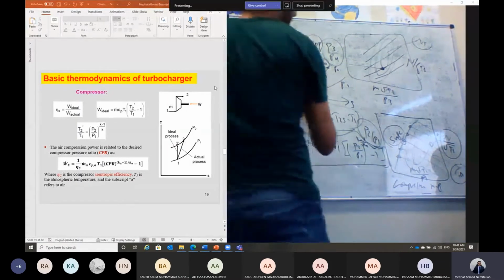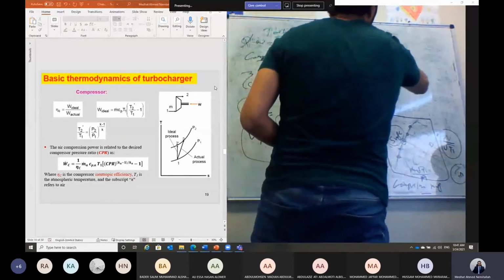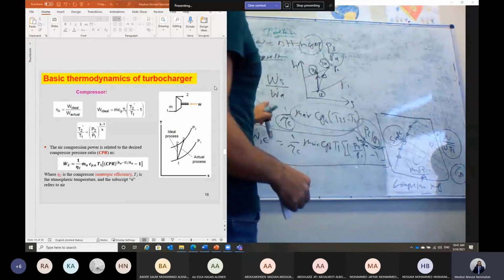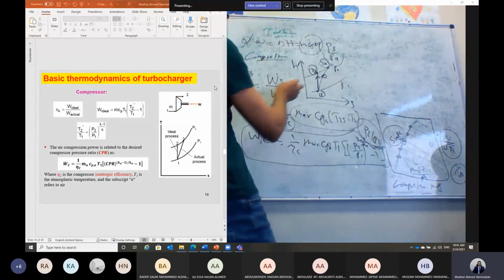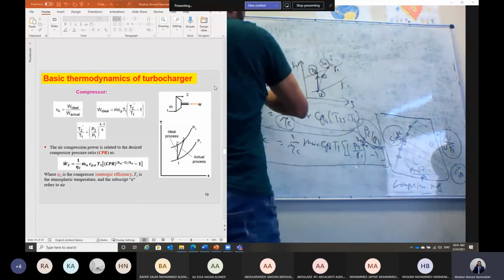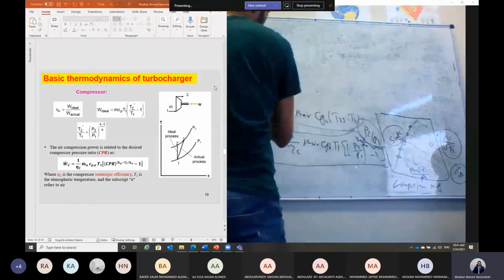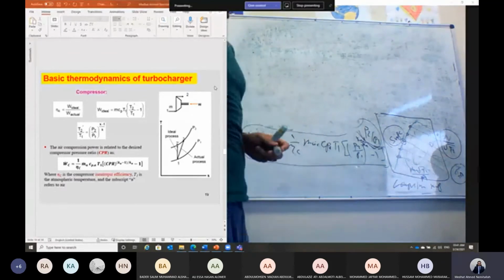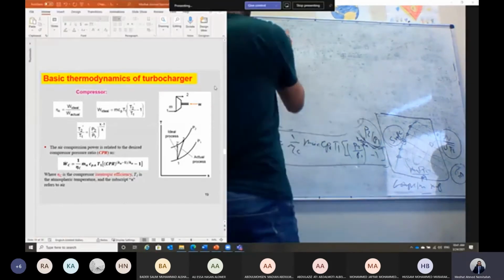Right, what about the turbine? Is it clear, Shabab? I'm just going a little bit fast with this part, so you have an idea about it. You remember that, okay? Right, let's move to the turbine and let's develop another relation by which we can calculate the power of the turbine.